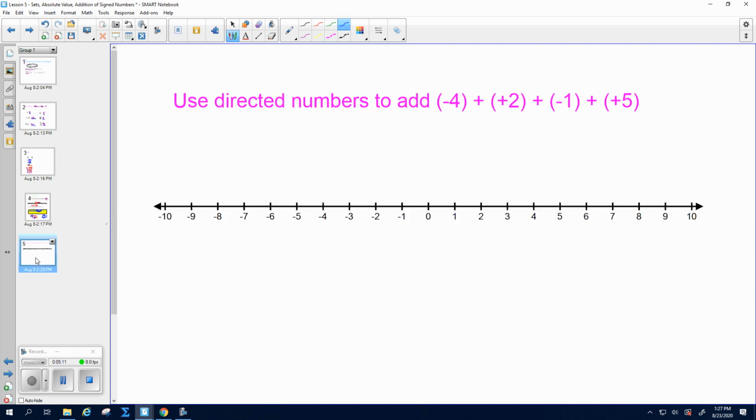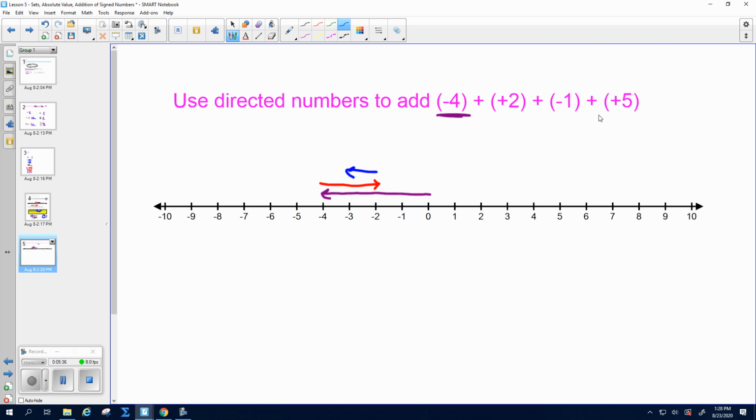And finally, use directed numbers to add all of this. I've got -4. I'm going to start at 0, and I'm going to go left 4 because it's a negative. Then I'm going to add 2. I'm starting at -4, going over 1, 2. So now I'm at -2. Now I'm going to add -1. -1 goes to the left. So I'm starting here, and I'm going to the left 1 unit.